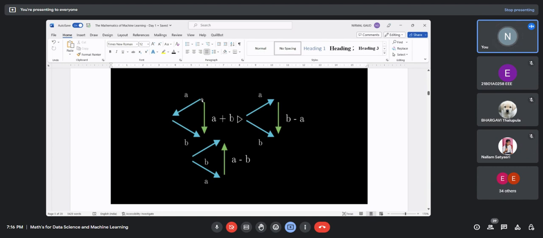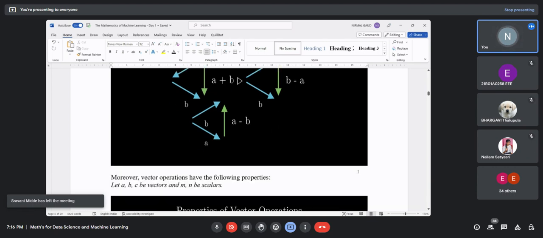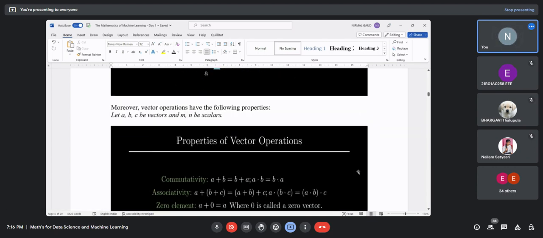If I need to add two vectors, the direction should be like this. If I need to subtract two vectors, the direction will be like this. This is b minus a and this is a minus b. Just focus on the direction of the green arrow, what it's telling. So this is vector addition and subtraction.